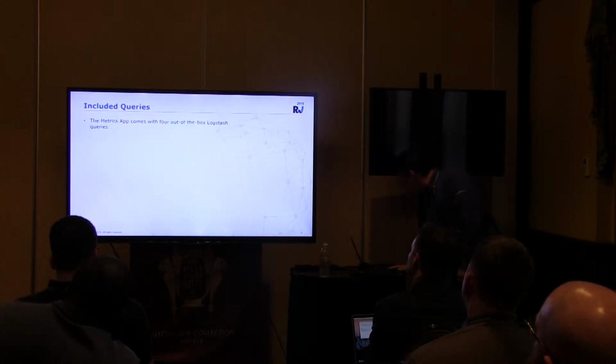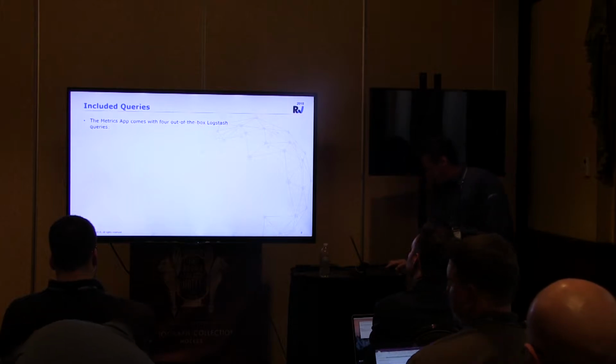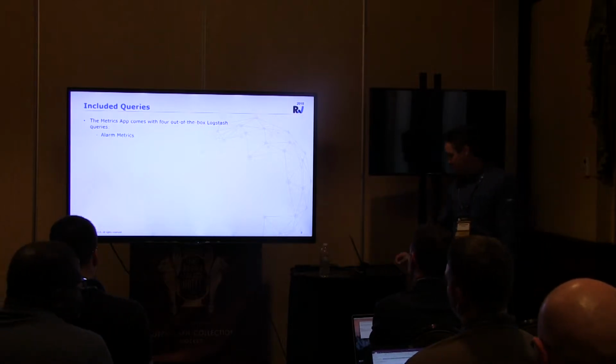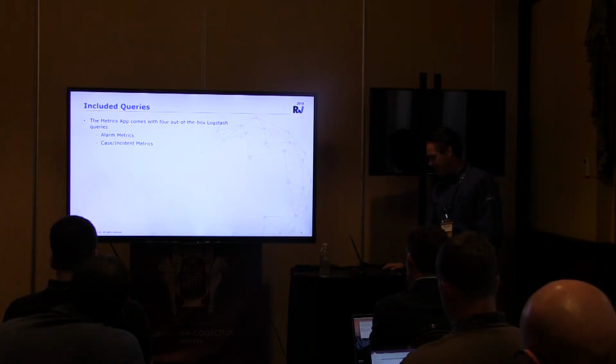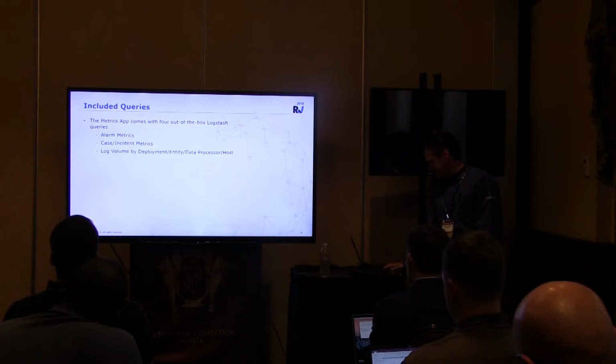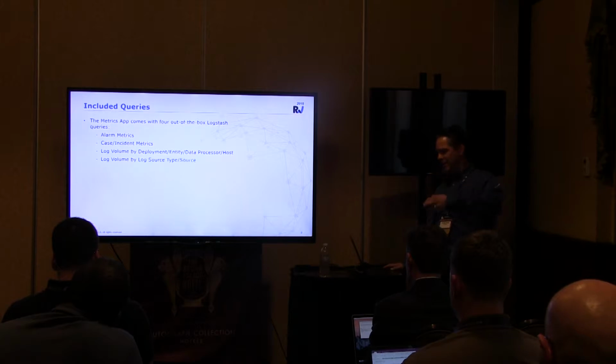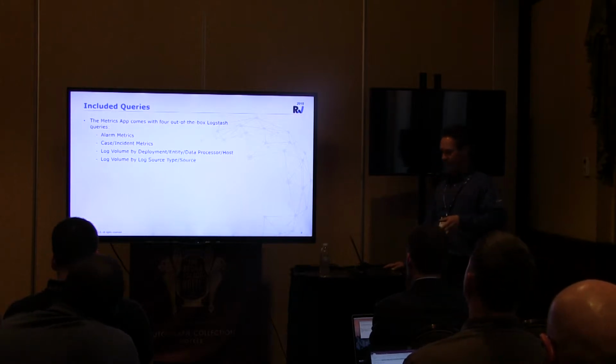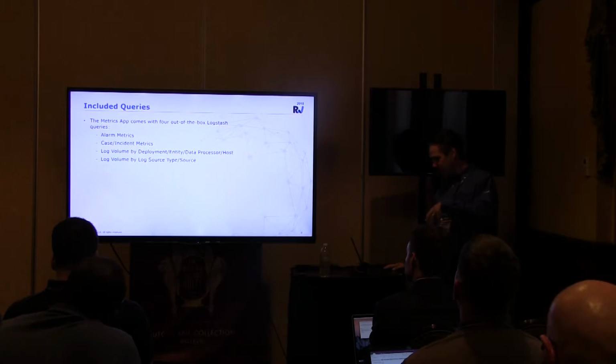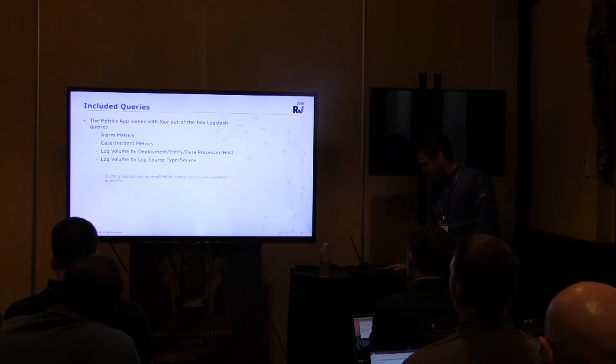So the queries that we include out of the box are alarm metrics, case and incident metrics, log volume by deployment, entity, data processor, and host, and then log volume by log source type and log source. So 4 queries. Each query writes to its own index. We'll see that in a little bit, and it's pretty straightforward.